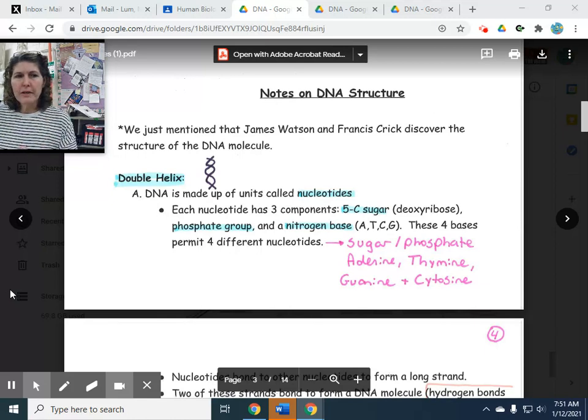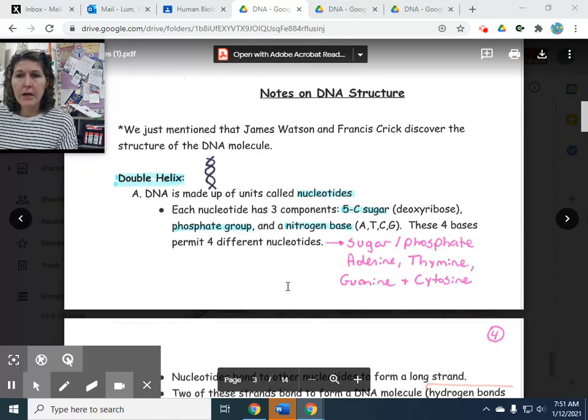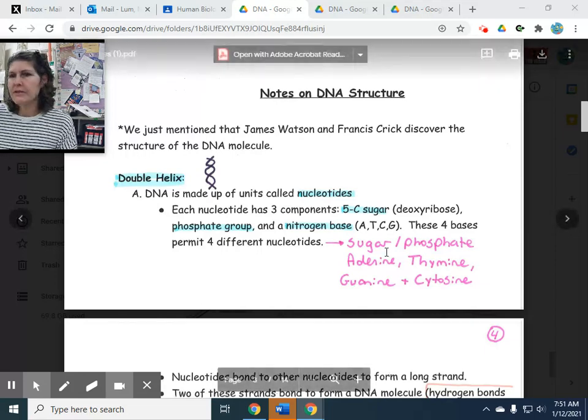I can't put 2 purines across. That rung would be too wide with 4 rings. I can't put 2 pyrimidines together. It's going to be too narrow, with only 2 rings across. So we have 3 rings, 2 of them from a purine and 1 from a pyrimidine. The 4 nitrogen bases are going to allow us to have 4 different nucleotides: sugar phosphate adenine, sugar phosphate thymine, guanine, cytosine, and so on.